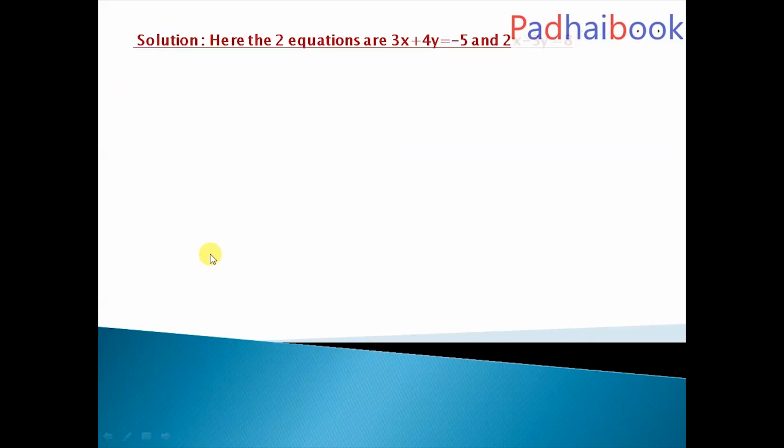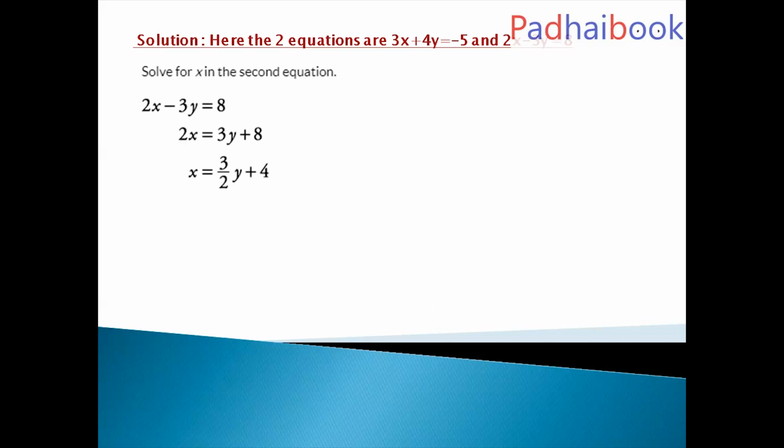So here we have the two equations. Now what we will do is we will find the value of one of the variables in terms of the other variable from any one of the equations. So we have taken the second equation. From the second equation we have 2x minus 3y equal to 8. We'll find the value of x from here. So take this 3y on the other side. So I get 2x is equal to 3y plus 8. Now divide the whole equation by 2. So I get x is equal to 3 by 2 y plus 4.